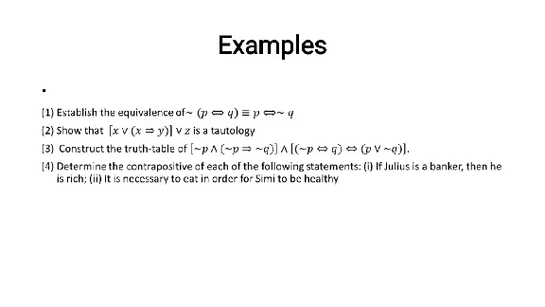The second example says we should show that this statement, X or (X implies Y) or Z, is a tautology. The third one says we should construct a truth table for what you see there. And the fourth one says we should determine the contrapositive of each of the following statements.